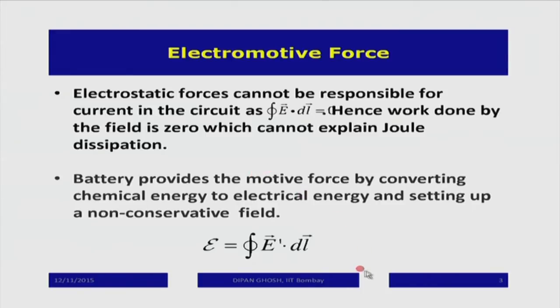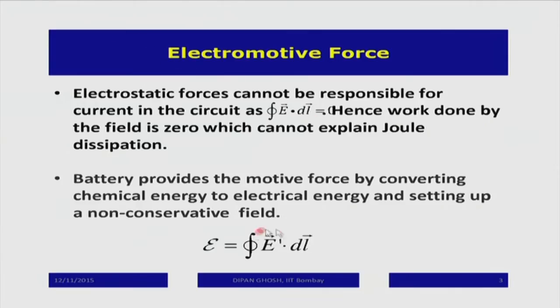But wait, why have I written it like this? The reason is very interesting. The non-conservative field inside the battery is non-zero, and the non-conservative field is zero outside the battery. So what I can do is add up the non-conservative part outside, which is zero, to the non-conservative part inside, which is not zero, and that still gives me the integral of E prime dot dl, where E prime is the non-conservative field. I can add any number of zeros and get a complete circuit there.